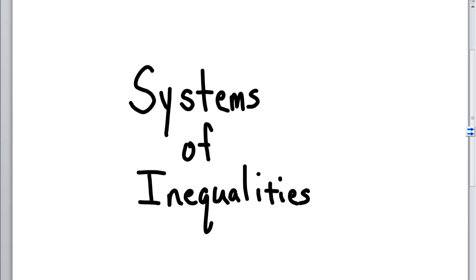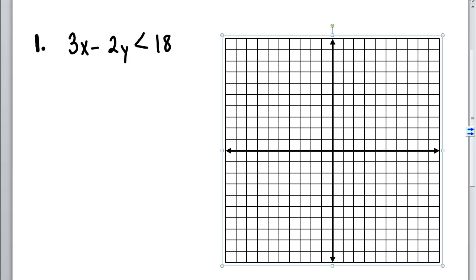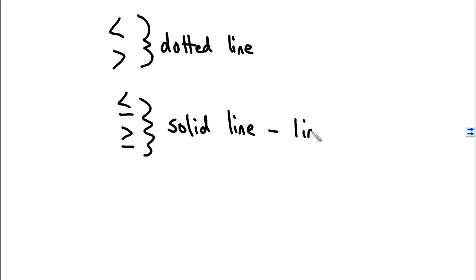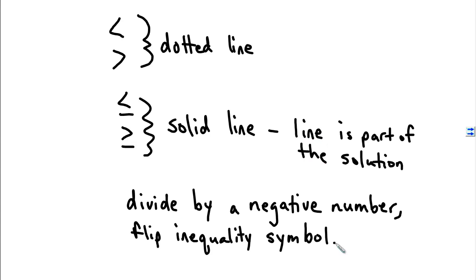Systems of inequalities. Let's begin by reviewing how to graph an inequality. If your statement has a less than or a greater than symbol, we graph it with a dotted line. If it's a less than or equal to, greater than or equal to, we graph with a solid line. A solid line indicates that the line is part of the answer. When you divide by a negative number, you flip the inequality symbol.